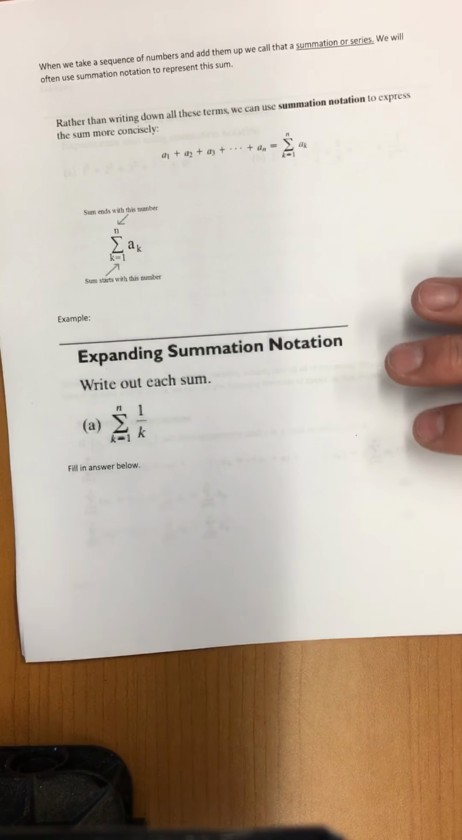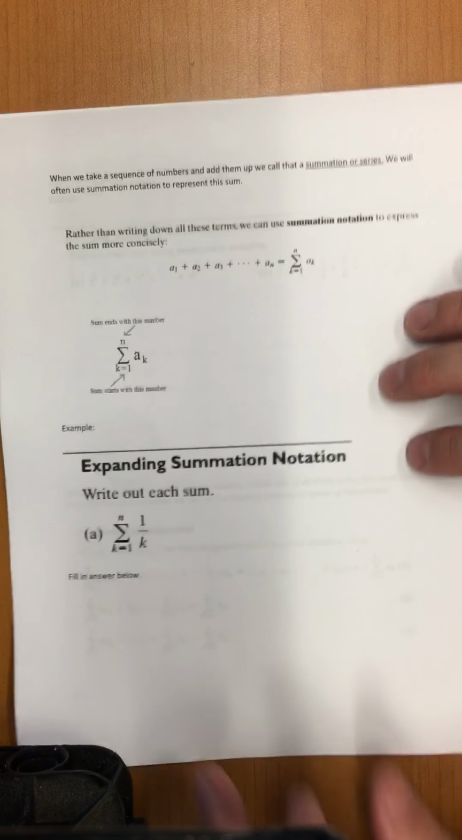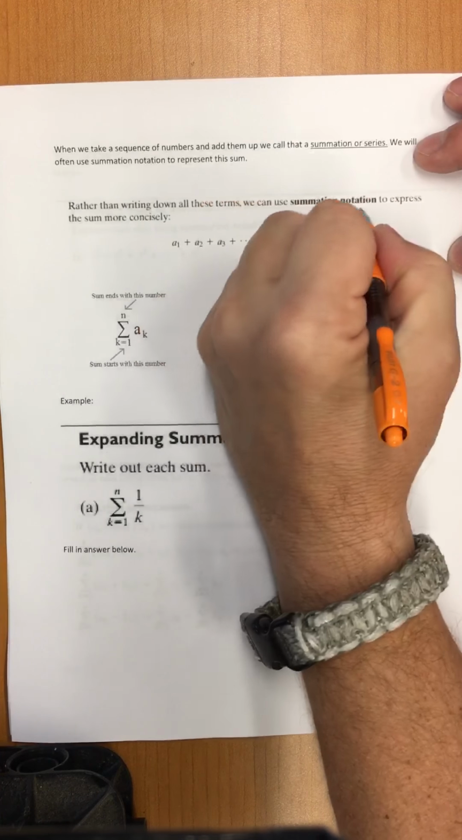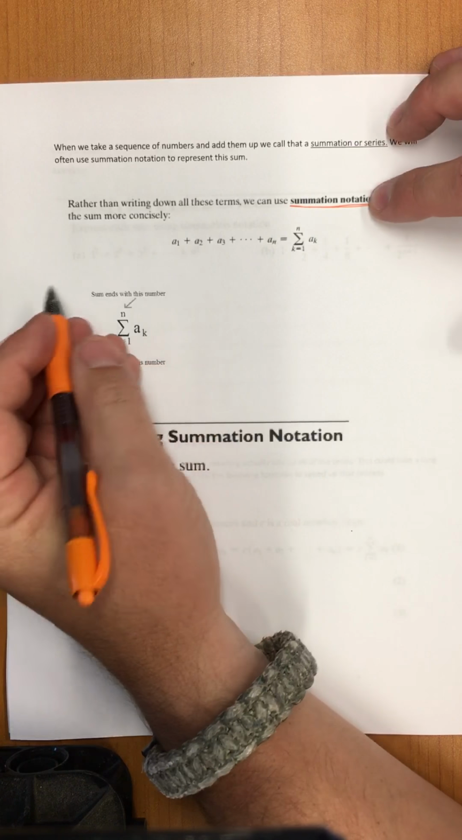All right. So the next thing we need to be able to do is something called a series. So if we take a sequence of numbers and we add them up, that's called a series. So if you add up a sequence, it's called a series. We're going to notate it in a couple different ways. We're either going to notate it as a series, meaning actual adding them up, or we're going to use something called summation notation. So that's what we're going to talk about. Summation notation is a shorthand notation to talk about a series.